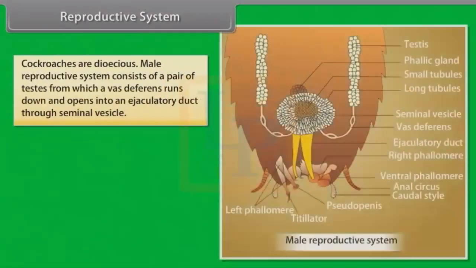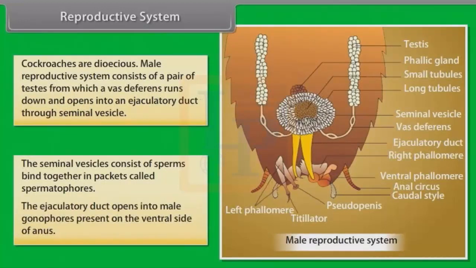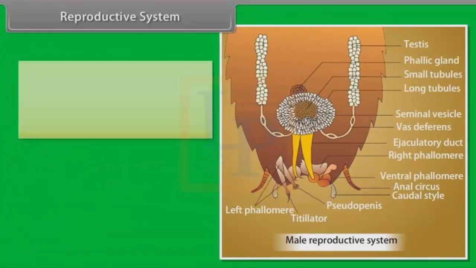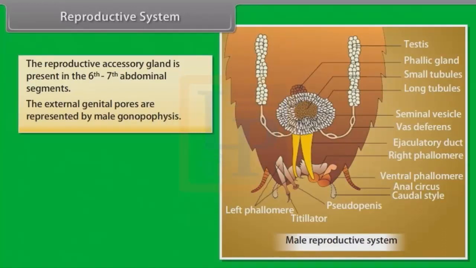Reproductive system. Cockroaches are dioecious. The male reproductive system consists of a pair of testes from which a vas deferens runs down and opens into an ejaculatory duct through the seminal vesicle. The seminal vesicles store sperms bound together in packets called spermatophores. The ejaculatory duct opens into the male gonopore present on the ventral side of the anus. The accessory reproductive gland is present in the 6th and 7th abdominal segments. The external genital pores are represented by male gonapophyses.